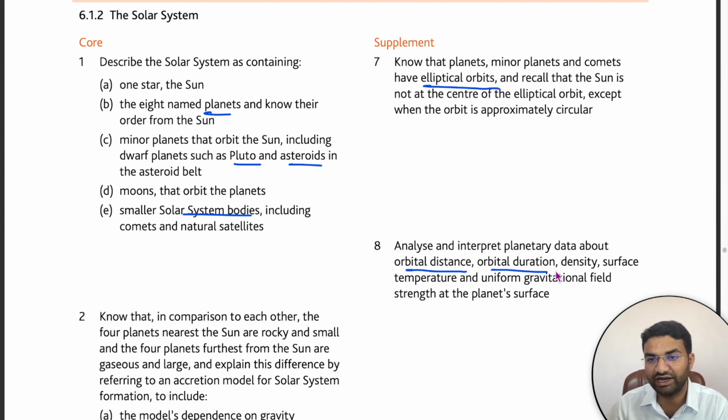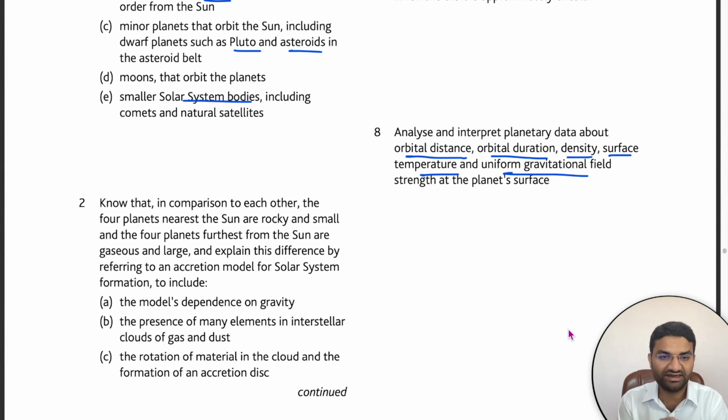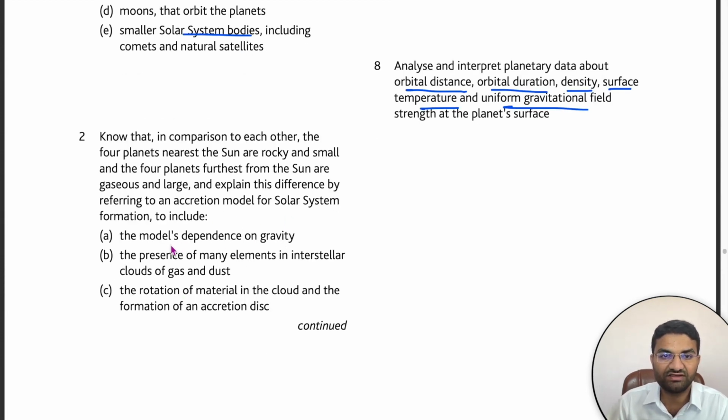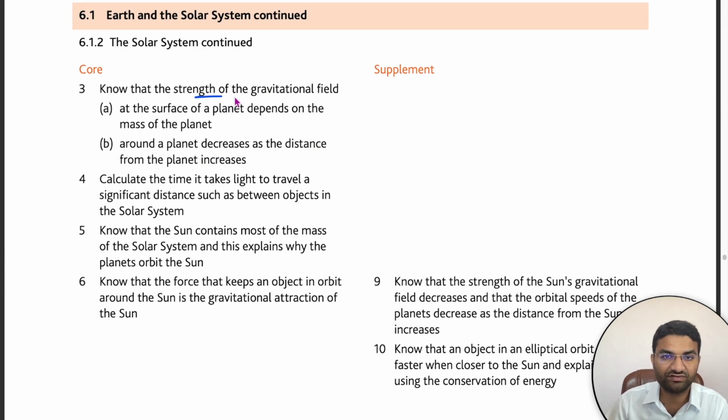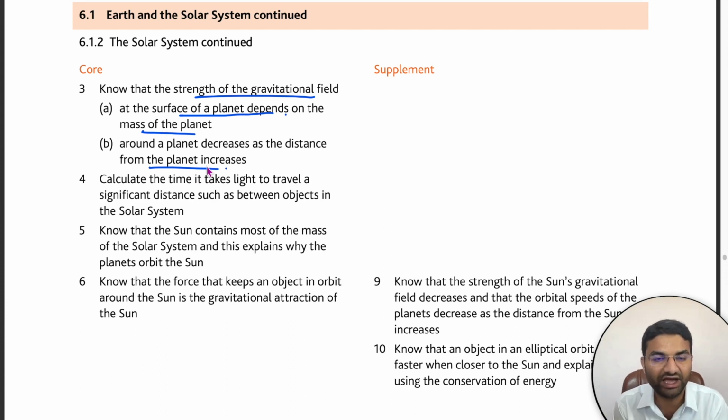For an extended student, how they all rotate in elliptical orbits and concepts relating to it, such as orbital distance, orbital duration, density, surface temperature, and uniform gravitational field strength at a planet surface, we have to discuss. Then for core as well as extended students, concepts relating to solar models dependent on gravity, the presence of many elements in the interstellar cloud of gas and dust, and rotation of material in the cloud. Then the strength of the gravitational field at the surface of a planet depends upon the mass of the planet, and decreases as the distance from the planet increases. How strength actually affects this, we have to discuss here.